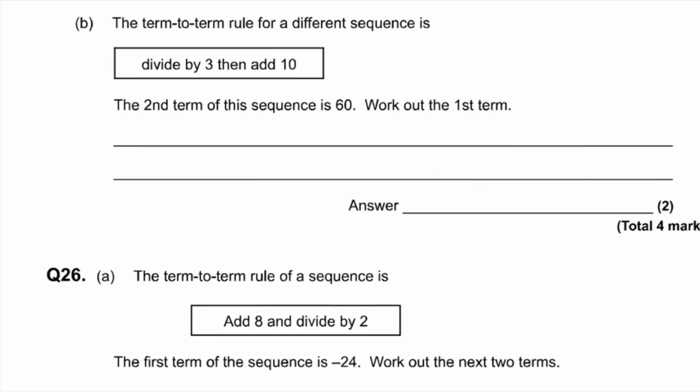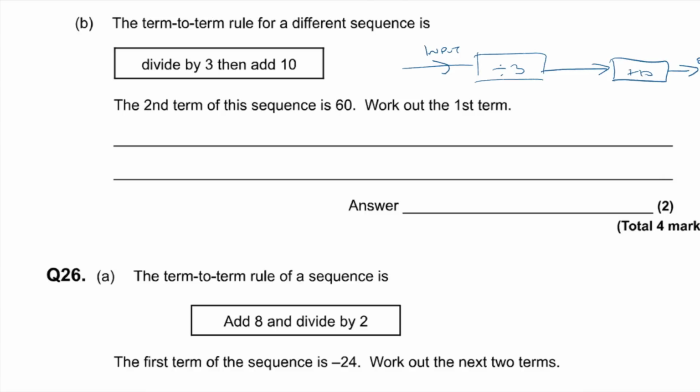Part B says the term-to-term rule for a different sequence is divide by 3 and then add 10. The second term of this sequence is 60. Work out the first term. Okay. Well, if you imagine this a little bit like a function machine, so I've got my input value. What am I going to do? I'm going to be dividing by 3, and then I'm going to be adding 10, and then that's my output value then, isn't it? That's kind of what's going on with this.